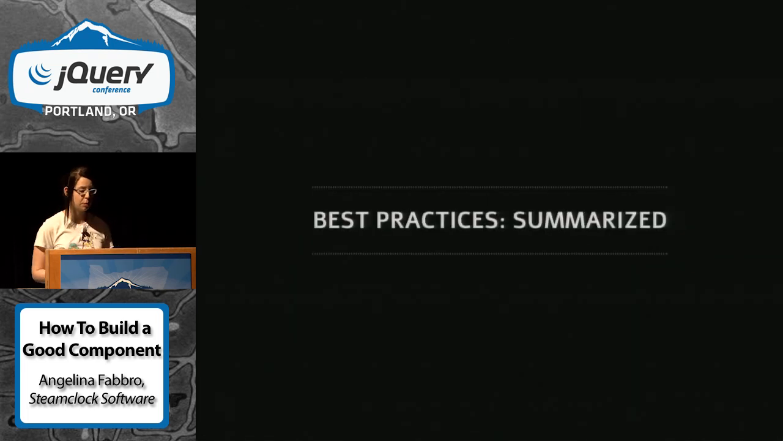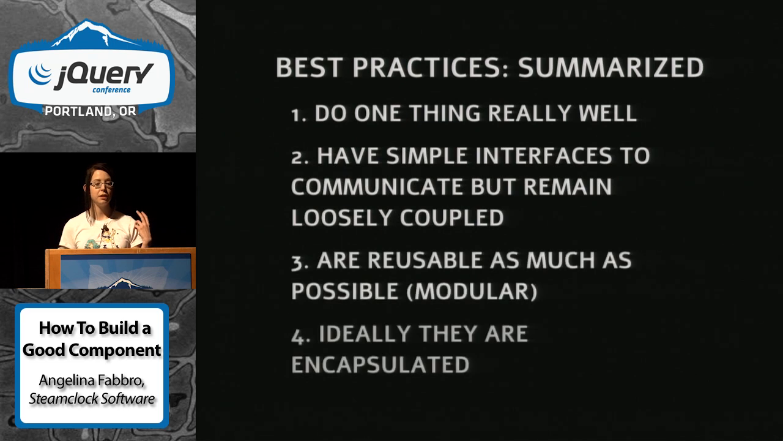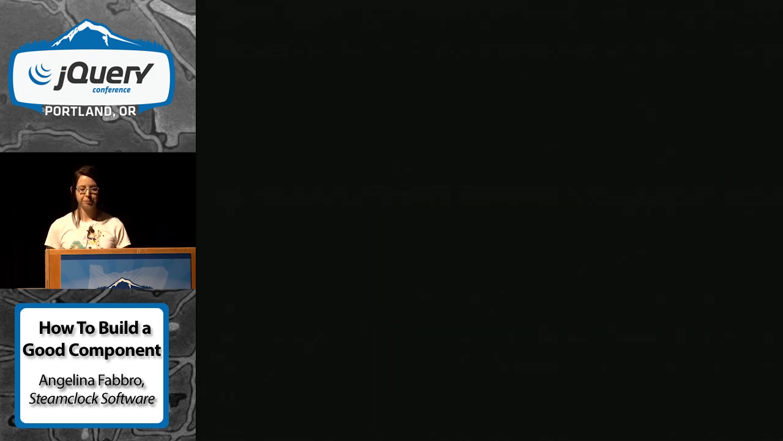And so just to summarize before we go on, the best practices, I think, for writing modules and components and getting into this mindset are really that they should do one thing really well. They should have simple interfaces to communicate but remain loosely coupled. They are reusable as much as possible, so modular. And ideally they are encapsulated. And that last one is actually what we're going to talk about a little bit next.